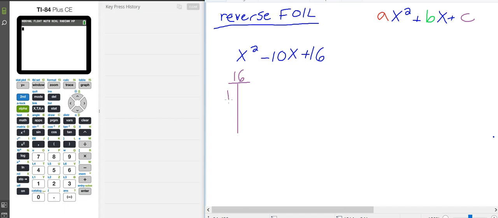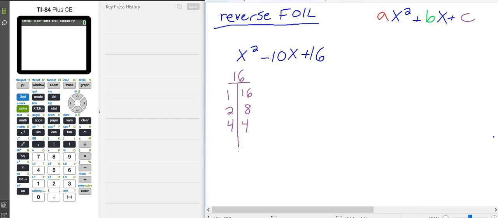Factors of 16 are 1 and 16, 2 and 8, 4 and 4. Do any of these add up to negative 10? 1 plus 16 is 17. 2 plus 8 is positive 10. 4 plus 4 is 8. So none of these factors add up to negative 10.